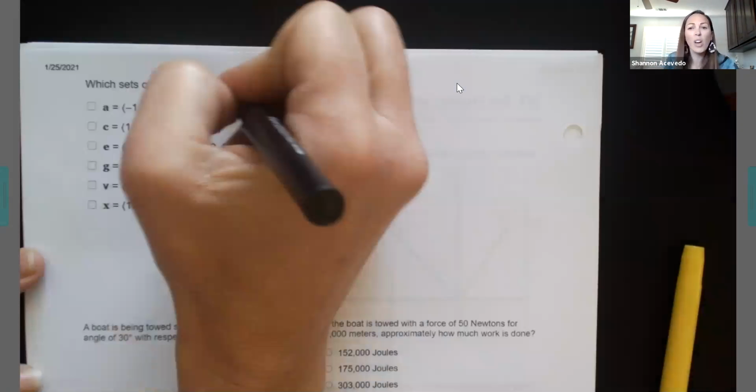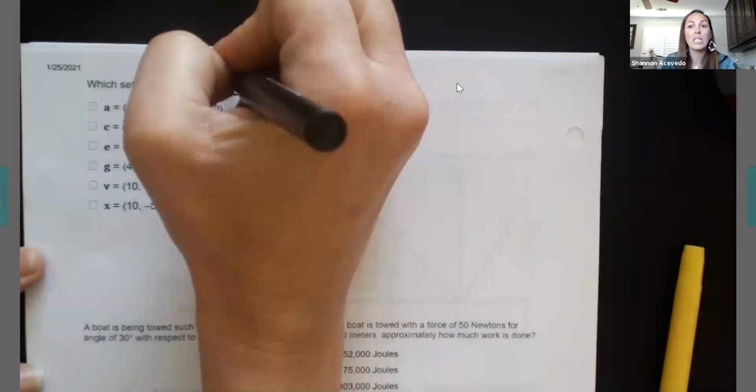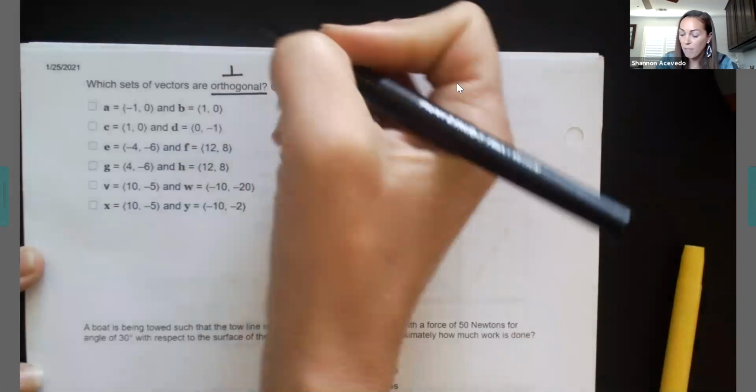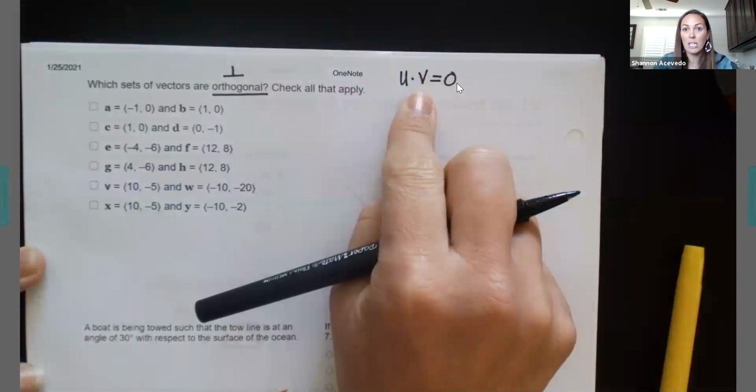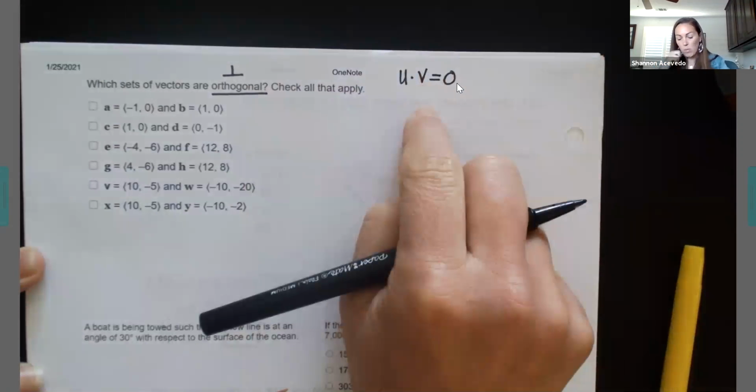Which set of vectors are orthogonal? What does orthogonal mean again? Perpendicular. Remember, orthogonal means that they're perpendicular. And how do I know if they're orthogonal? They're orthogonal if u dot v is equal to 0. They are orthogonal if the dot product is equal to 0.